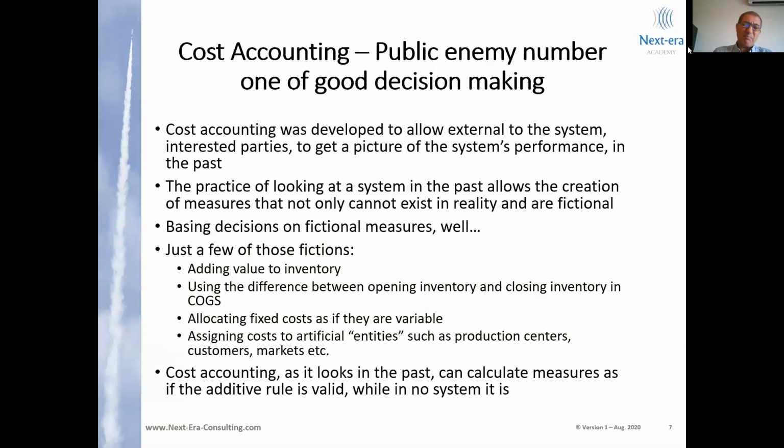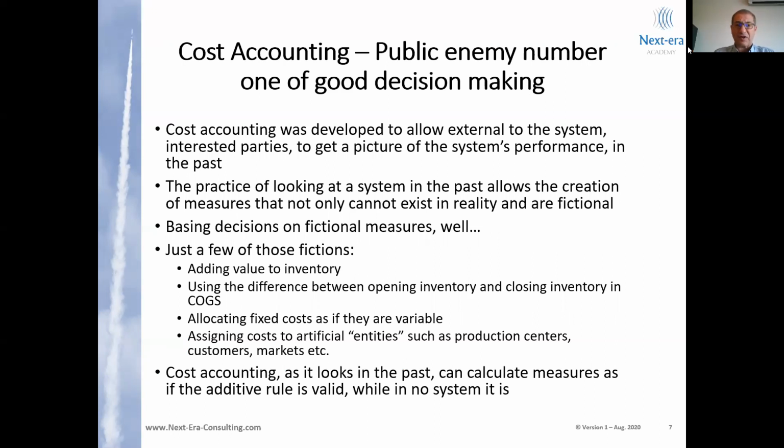Looking at the company in the past allows us to manipulate numbers in a way that does not exist in reality, in a fictional way. And converting these fictional measures that are done only because we have looked at the system in the past, well, if we use them to make decisions, we might get the hint of what we might expect of that.